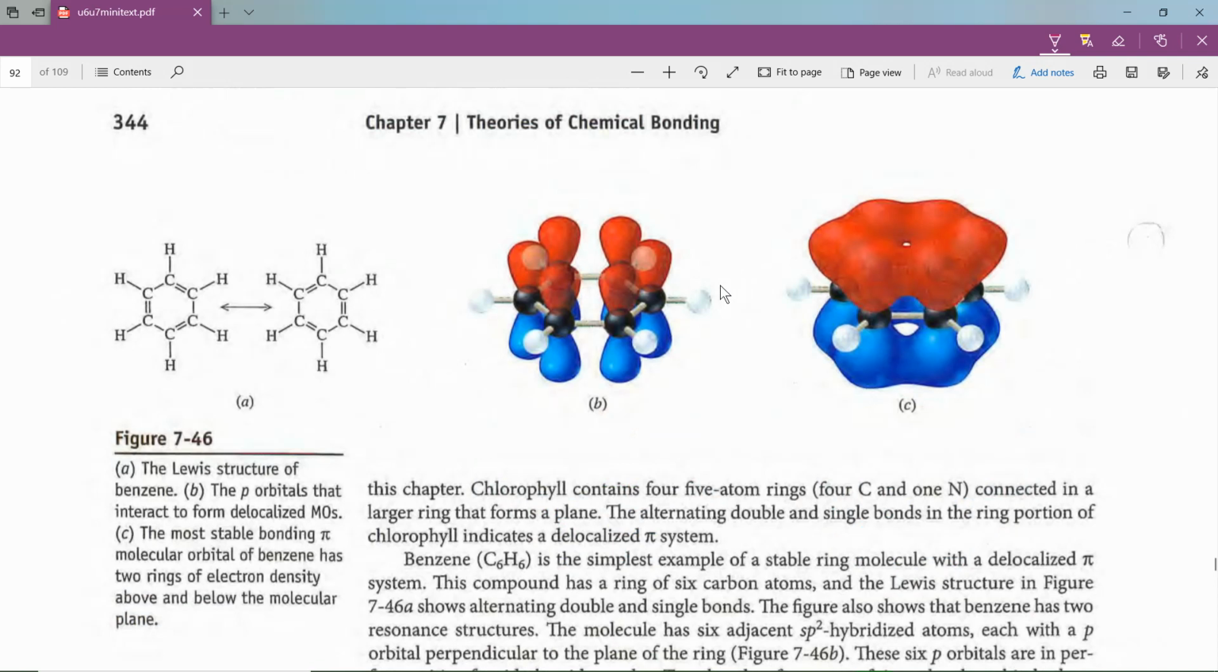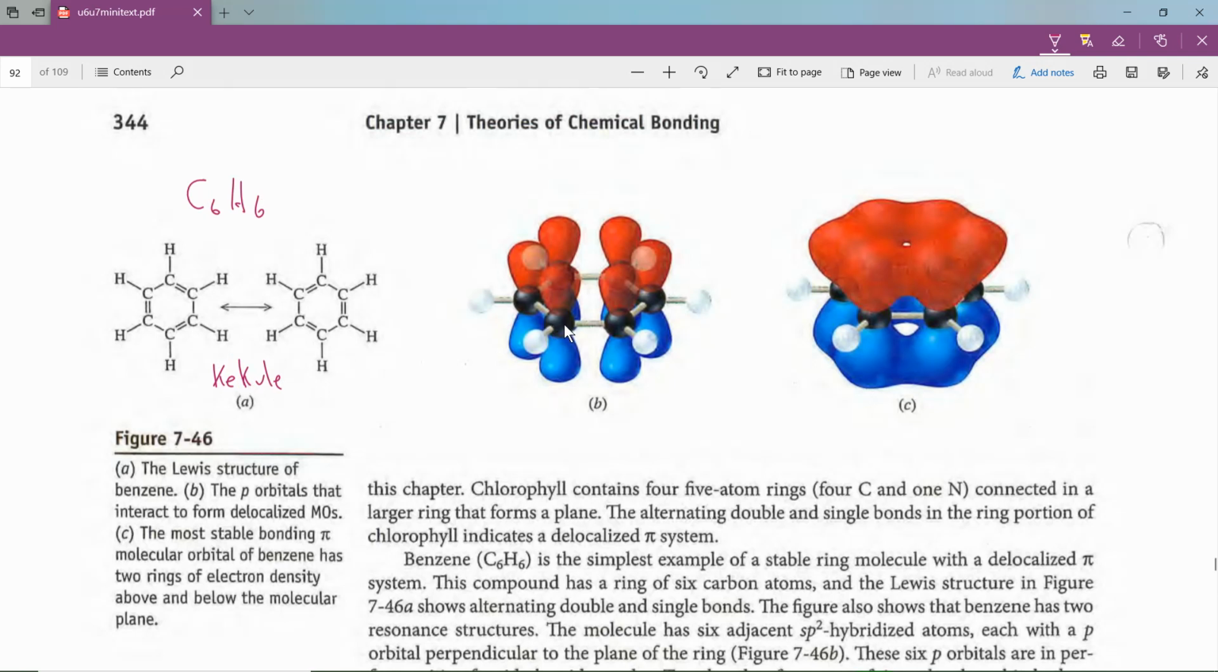Benzene is a delocalized system. C6H6, benzene. Here are two resonance structures. These are also called Kekulé structures, after the man who imagined benzene as a ring. I think he had a dream where a snake was eating its own tail, and he said, oh, I now know how the benzene structure works.